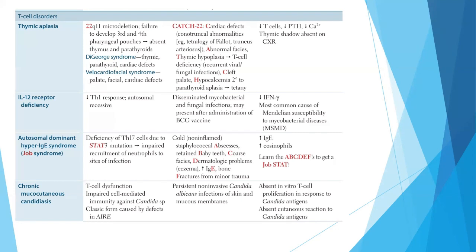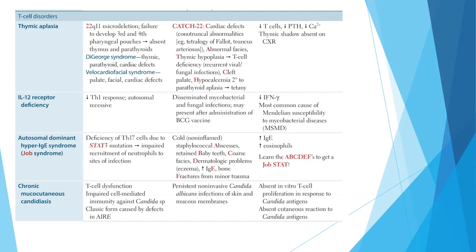There will be cardiac defects. That's why it is called velocardiofacial syndrome, because of the defects in the palate, face, and heart. The thymic hypoplasia will lead to T cell deficiency, leading to recurrent viral and fungal infections. There is cleft palate and hypocalcemia, which can lead to tetany. And on chest X-ray, there is an absent thymic shadow.